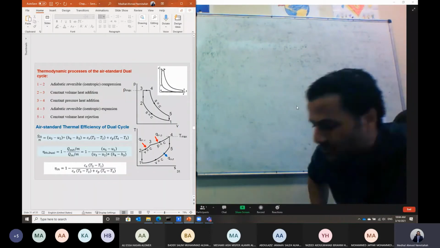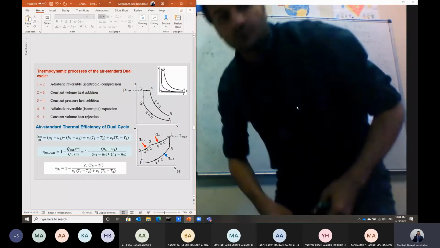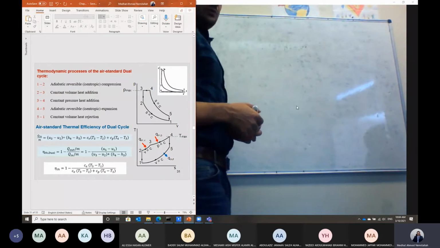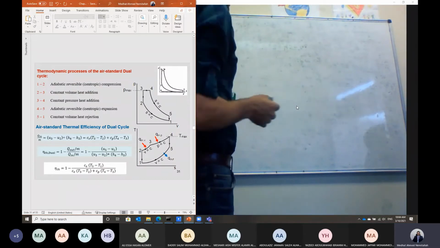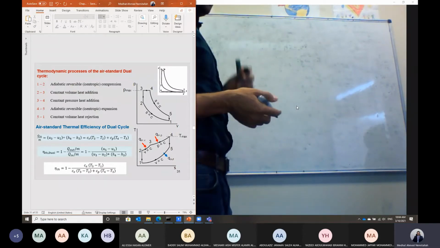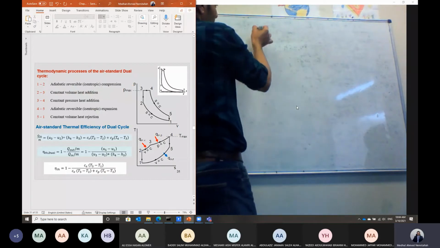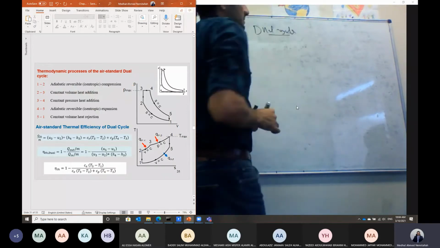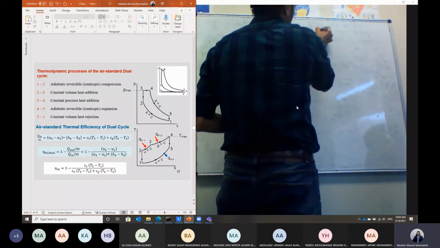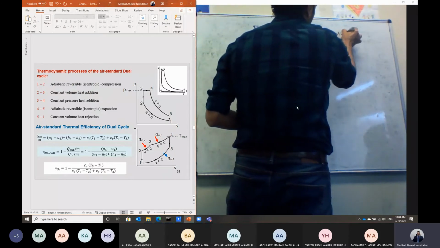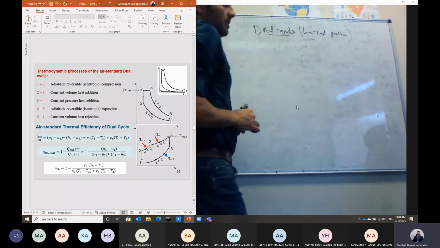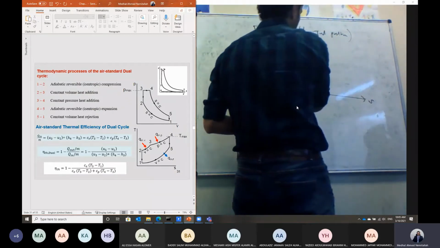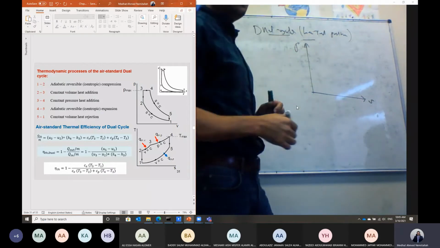I will not be repeating all of the steps here, like what we have done for the Otto and also for the diesel cycle, but let's write down here some main processes for the limited pressure cycle or the dual cycle. So the air standard dual cycle, or we actually call it the limited pressure cycle. Okay. Look at those processes on the cycle, also its representation on the pressure-volume diagram.